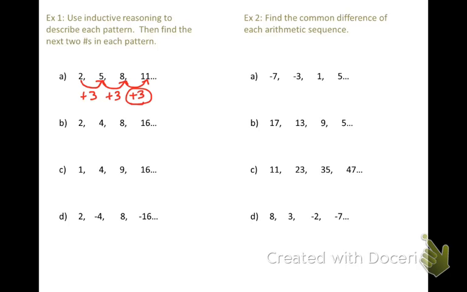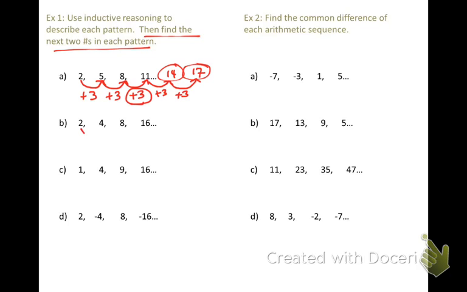Now it says find the next 2 numbers in each pattern. This is going to be worth 3 points on this homework, on my notes. I don't know, they might ask for the next 3. You never know. So if I add 3 to 11, it's going to be 14. And then add 3, it's going to be 17. So there are my other 2 numbers.